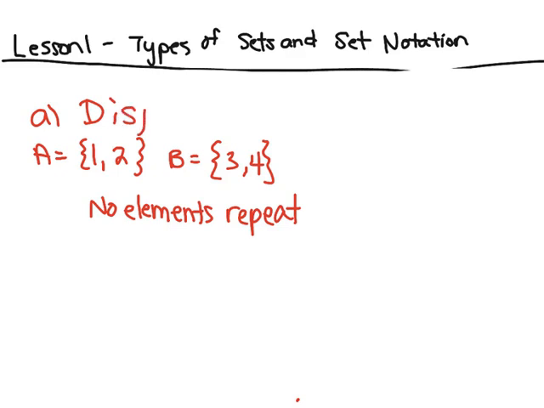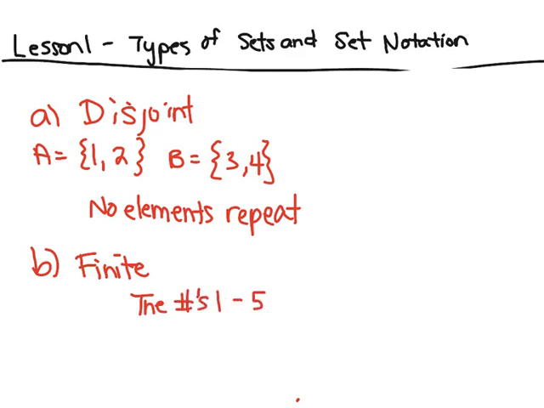So that's disjoint. If we wanted a finite set, that means that there's a finite amount of numbers. There's a certain amount of numbers and there's no more that can be possible. So the numbers 1 to 5 would be a set of finite numbers because your numbers could only be 1, 2, 3, 4, and 5.